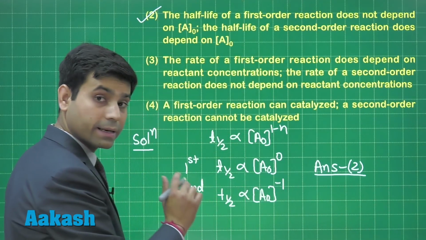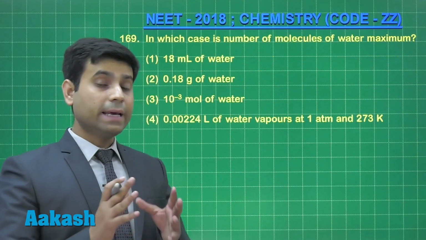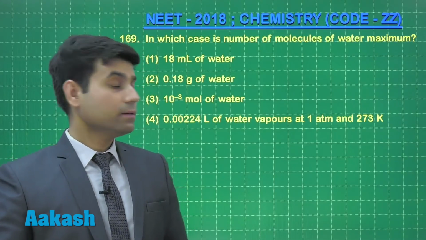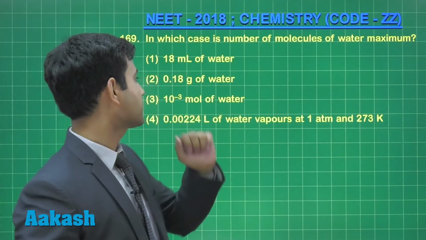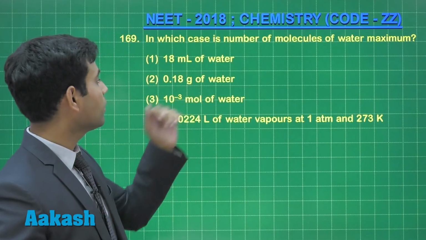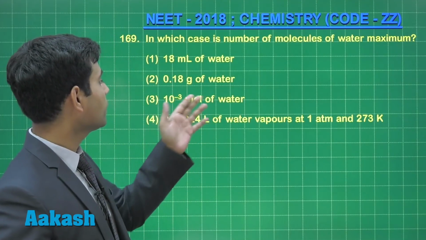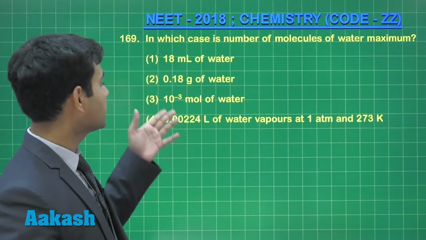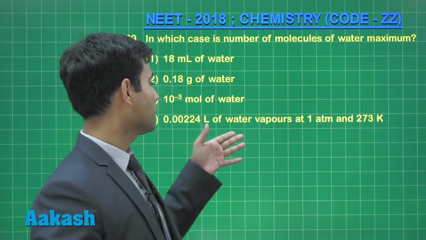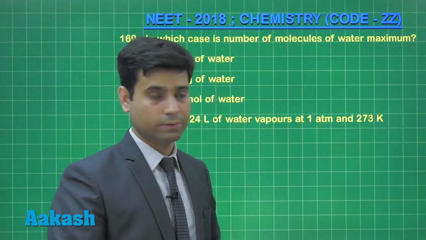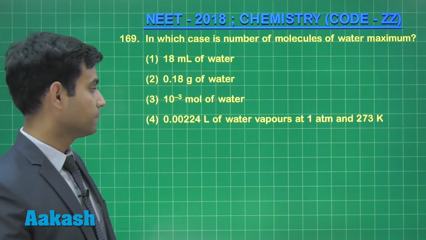Now let us move to the next question. The next question is question number 169, which says in which case is the number of molecules of water maximum. The first option is 18 ml of water, the second option is 0.18 gram of water, the third option is 10 to the power minus 3 mole of water, the fourth option is 0.00224 liter of water vapors at 1 atmosphere and 273 Kelvin.